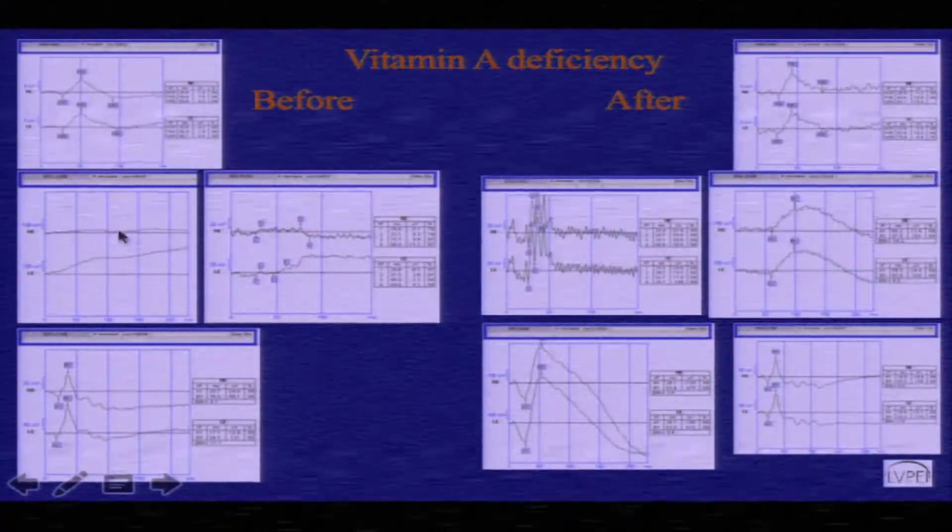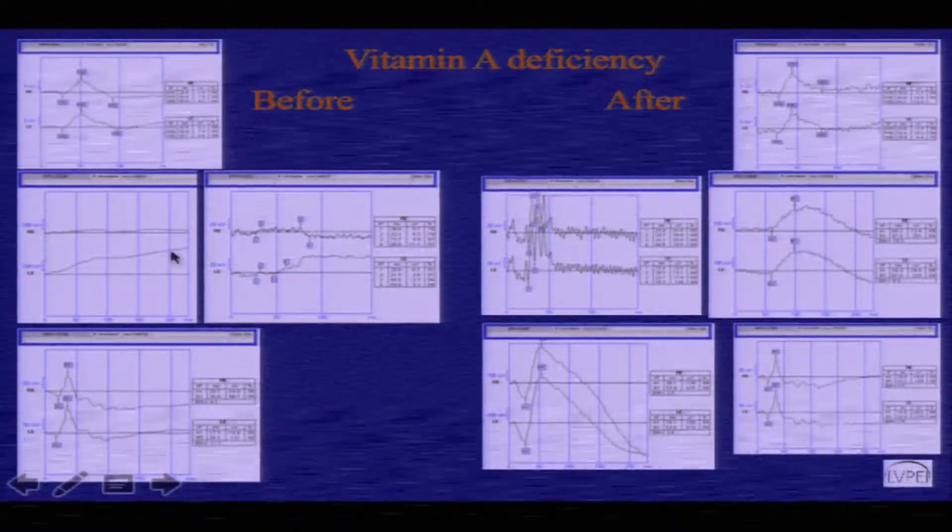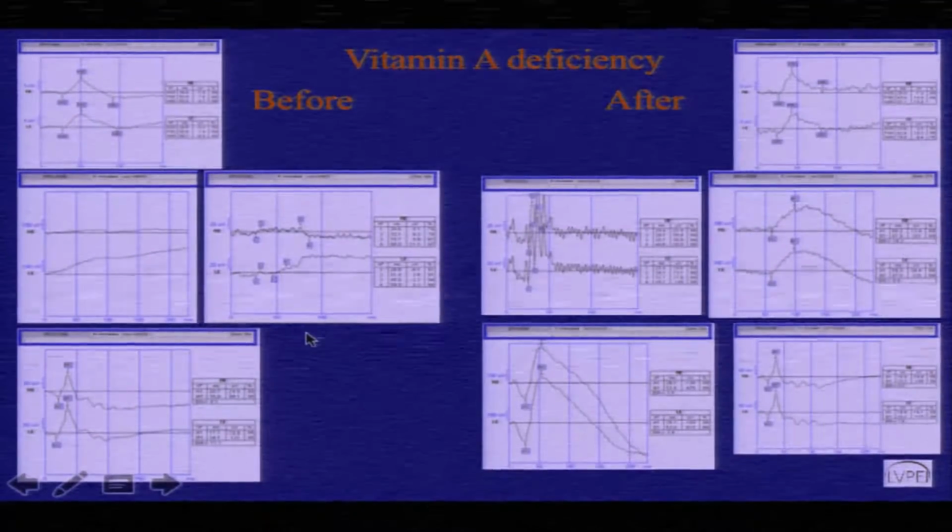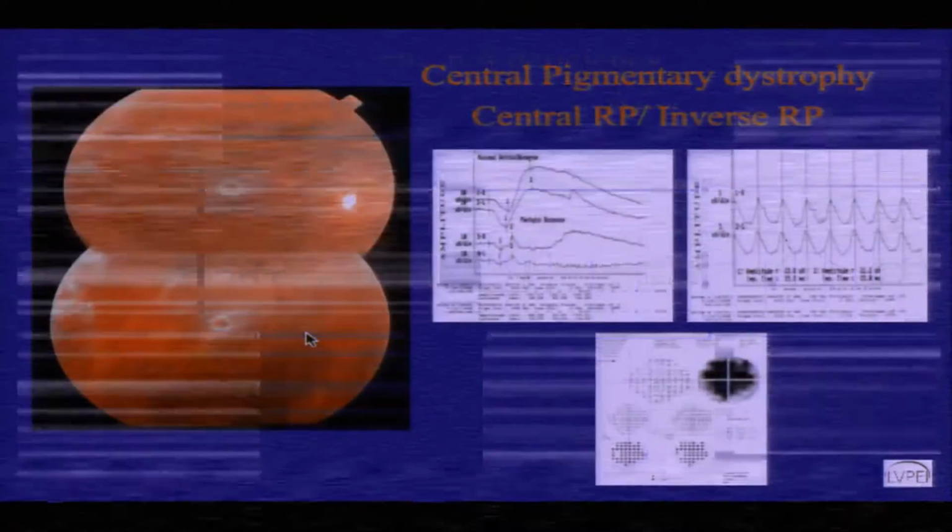So we do the ERG, it shows abnormality, we give vitamin A, everything comes back. And here you can see only the rod response was affected. The pattern ERG was normal and the cones were not affected. Of course, in late stages of vitamin A deficiency, the cones also get affected.